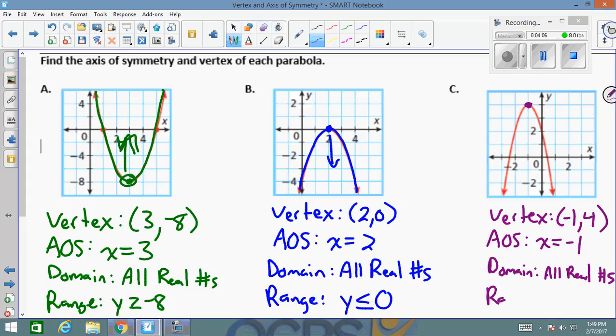Okay, and the range, again, always put y. The y value of the vertex is 4, so it's 4. And then again, this graph, since it's going down, everything falls below that vertex, so it's going to be less than or equal to.